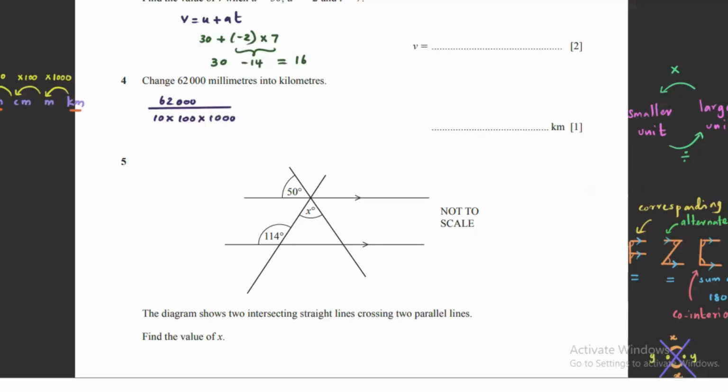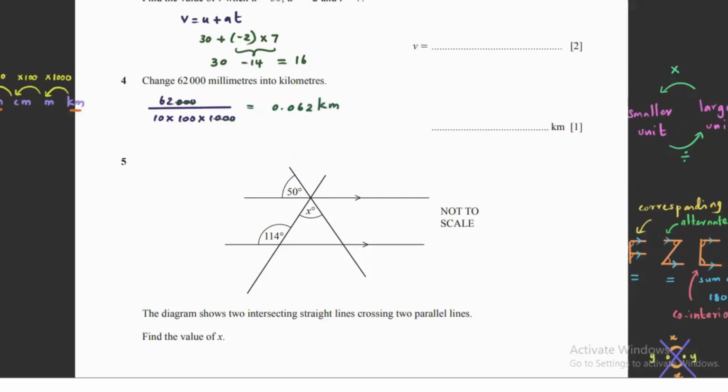Once you do the division, I'm going to start simplifying. I can cross out the 3 zeros here with the 3 zeros here because I can divide both by 1,000. This leaves you with 62 divided by 10 times 100, which is the same as dividing 62 by 1,000. When you divide 62 by 1,000, you end up getting 0.062. So this is the answer in kilometers.